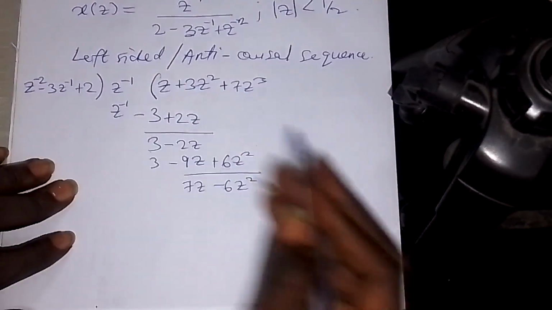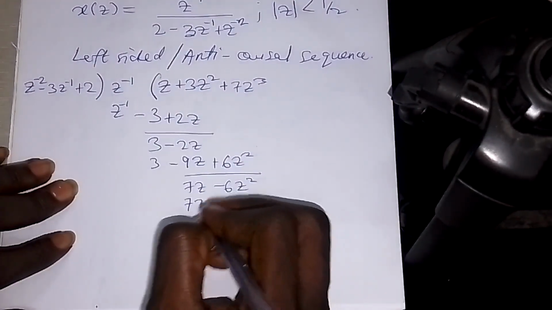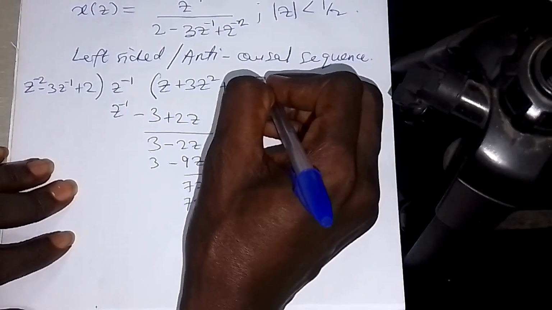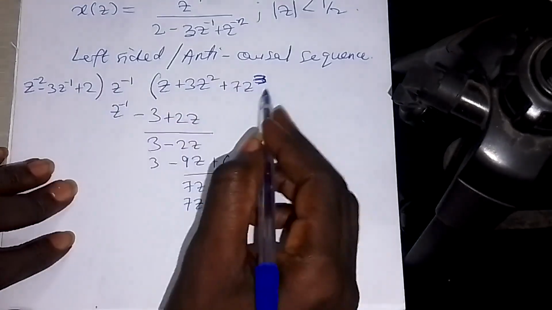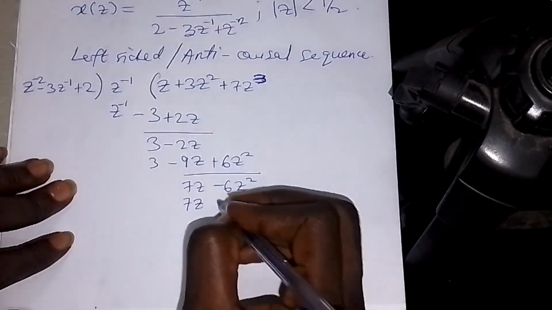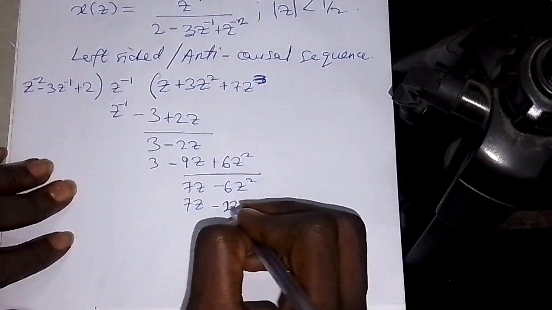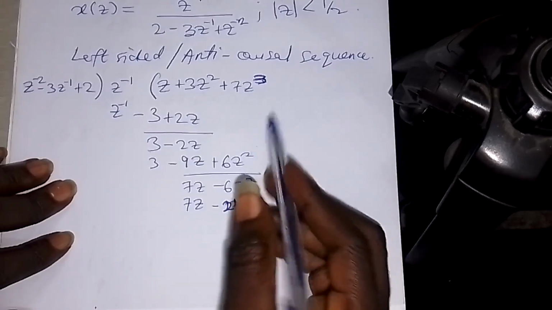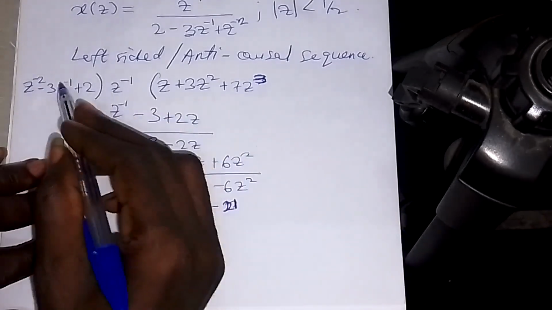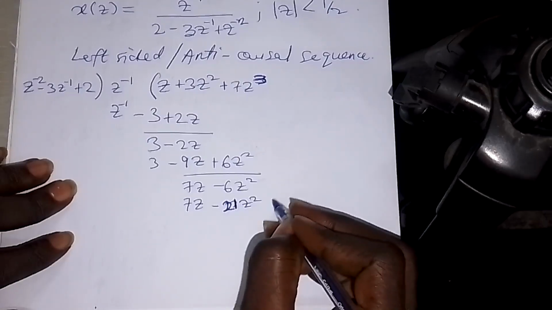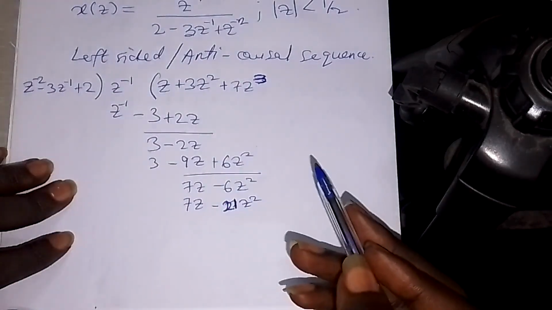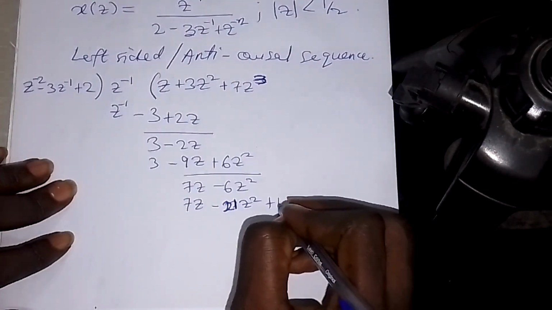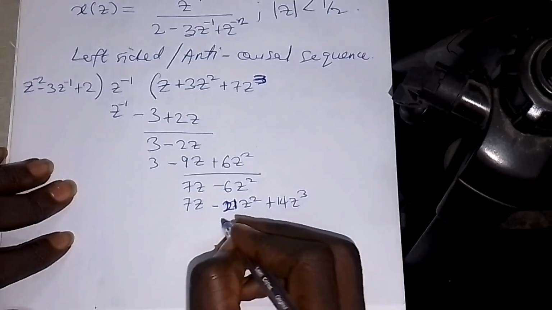Now this guy times this guy, what will I get? I'll get 7z cube. Then this guy times this guy, I'll get minus 21, and in terms of the exponent, squared. Then this guy times this guy, I'll get plus 14z cube. Now let me subtract.